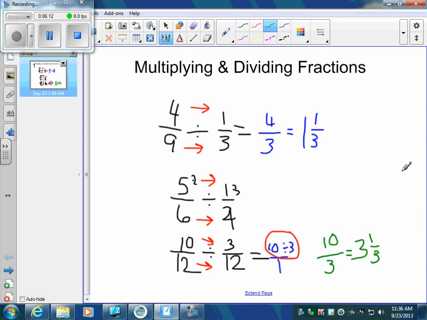For multiplying and dividing fractions, just remember tops go together and bottoms go together, and you will always be correct.